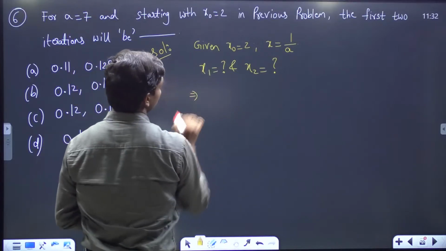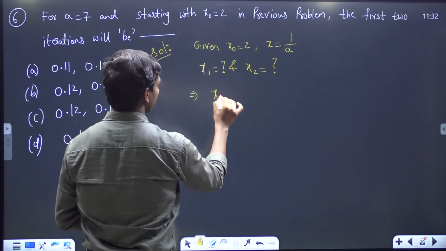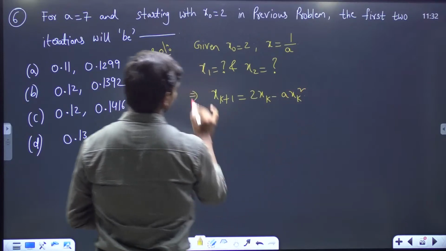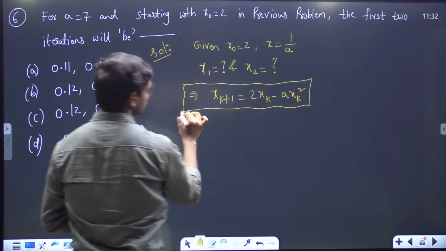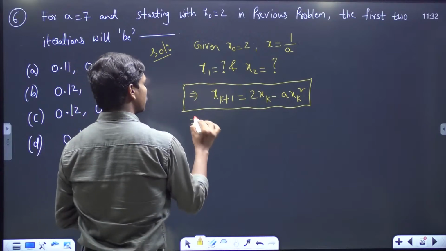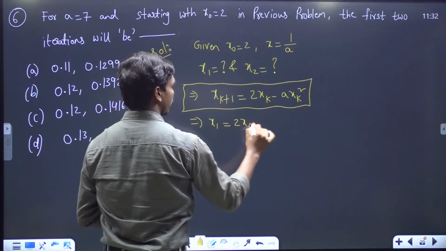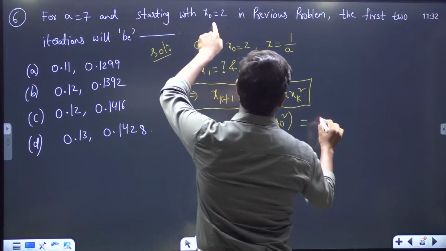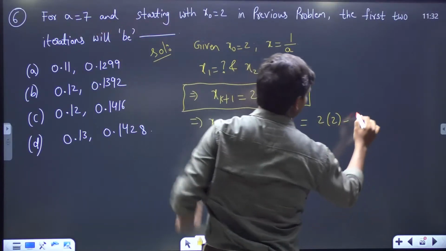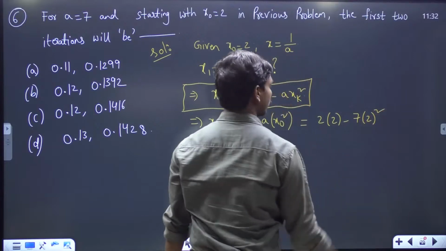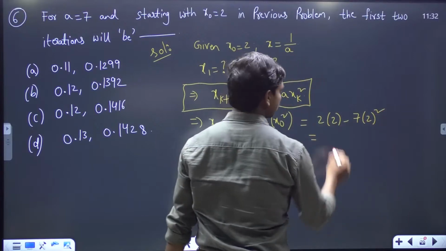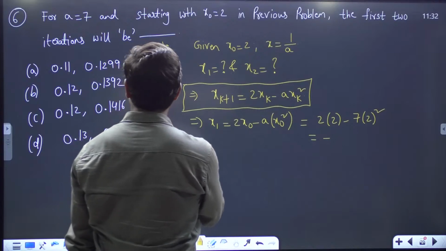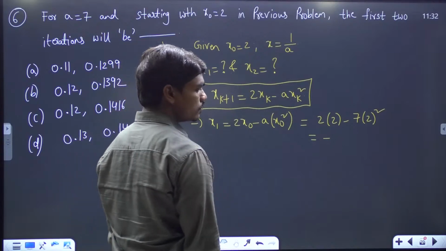Okay, so if you see, we got xk plus 1 is equal to 2xk minus a xk square as the iteration formula. Correct. So now this implies x1 is equal to 2x0 minus a x0 square. So x0 value is 2, so 2 into 2 minus a value is 7, so 7 into 2 square, which is equal to 4 minus 28, which is minus 24. Oh my god, something is changing here, but answers are given in 0.11 and all. So please try to solve this.